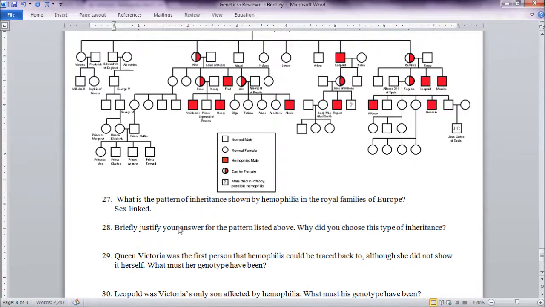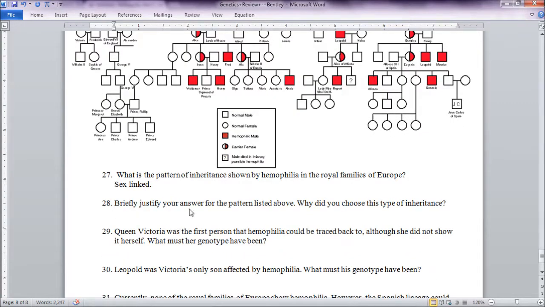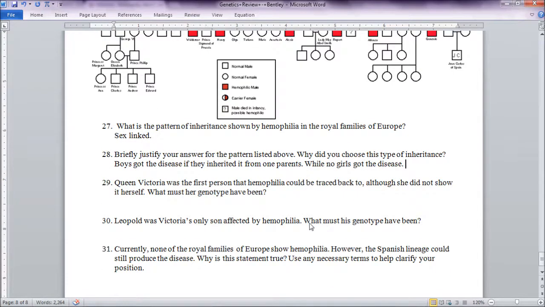So, there it is. So I'm supposed to briefly justify my pattern. So we can say this: boys got the disease if they inherited it from one parent, while no girls got the disease. So that's why I chose it.